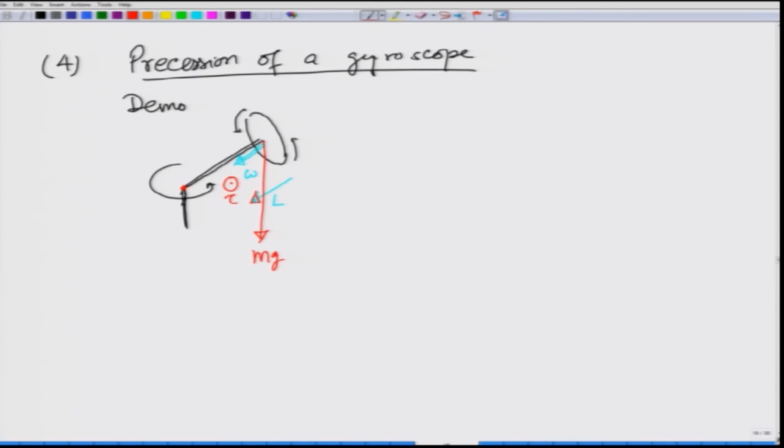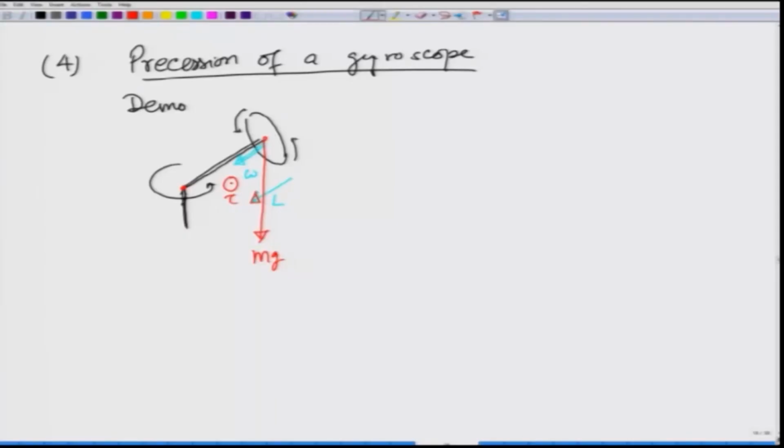The head of L will start going into the page, and because of that the wheel has to rotate, otherwise L will not change, right. So, the wheel will start coming out with a precession velocity omega. So, let us calculate this. I had done this earlier while showing the demonstration. I want to solve this using Euler's equations.